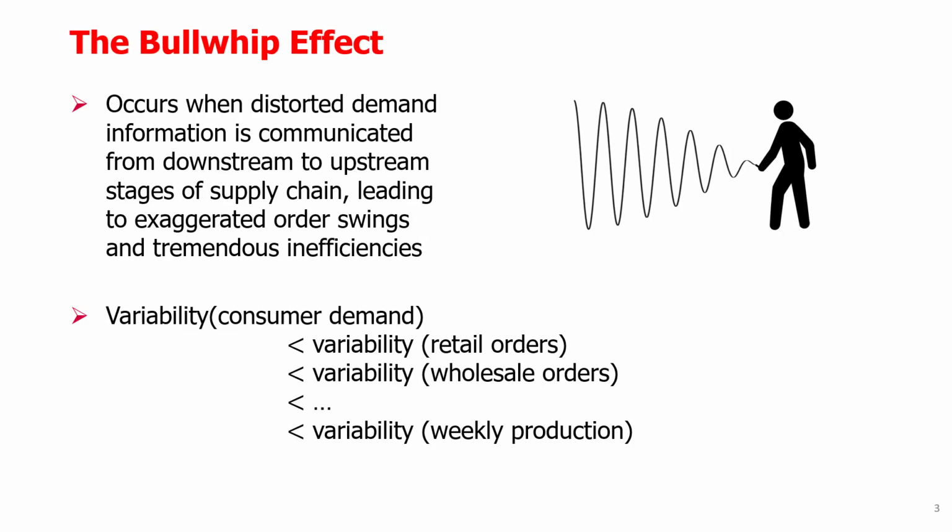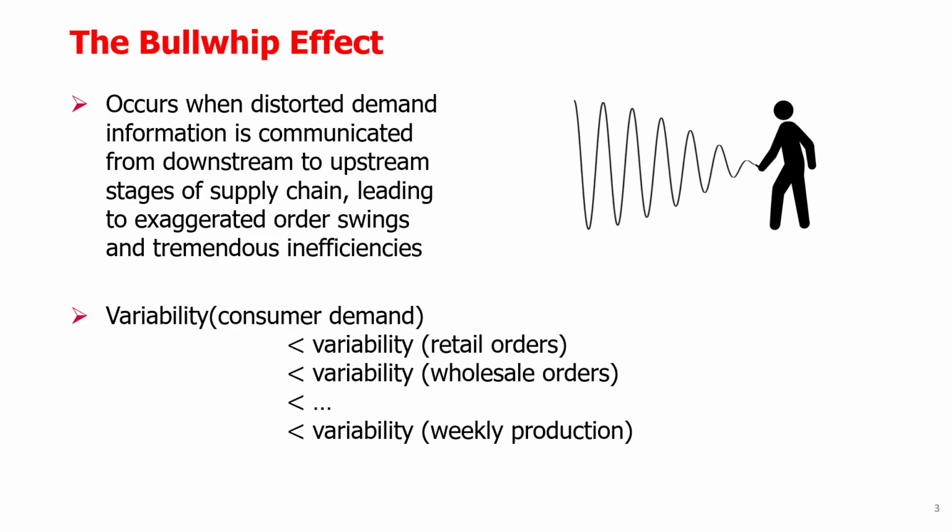The bullwhip effect in supply chains. The bullwhip effect is an effect that occurs when distorted demand information is communicated from downstream stages of supply chain to upstream stages, and it usually leads to exaggerated order swings and big inefficiencies in supply chains.